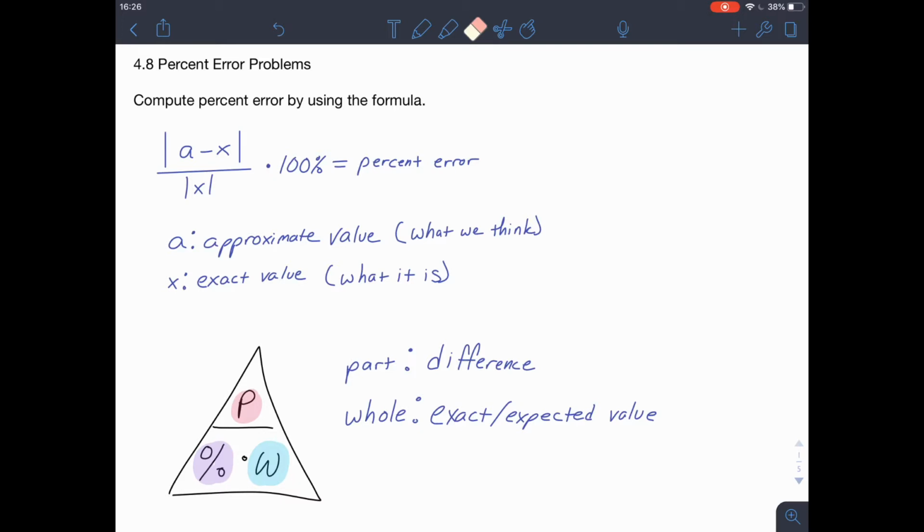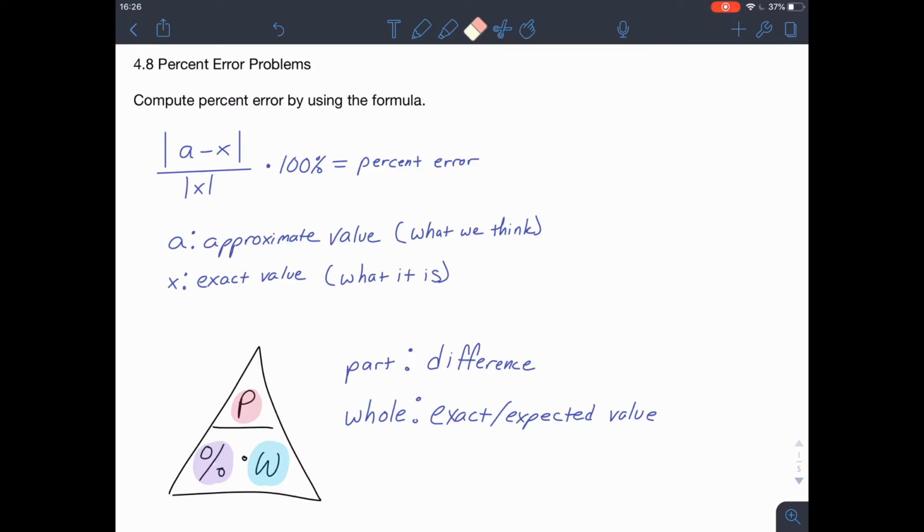Our learning goal is to make sure we can compute percent error by using the formula. Our formula here is the absolute value of the approximate value minus the exact value, divided by the absolute value of the exact value, times 100%. This will help us to master Standard 7.RP.A.3: Use proportional relationships to solve multi-step ratio and percent problems. So we have a formula that we can use here.